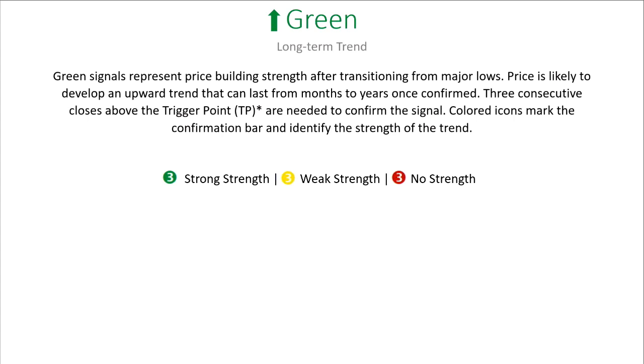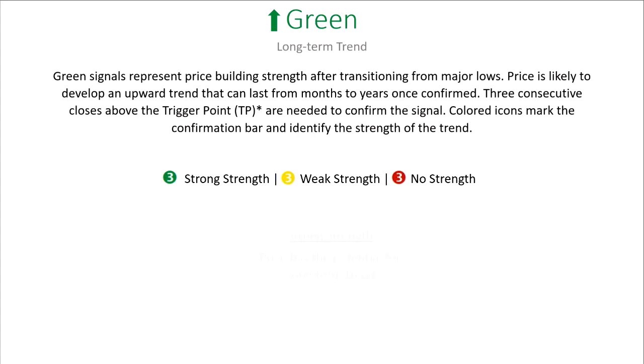Green signals represent price building strength after transitioning from major lows. Okay, price is likely to develop an upward trend that can last for months to years once confirmed. Okay, that's the trade we're looking for. 3 consecutive closes above the trigger point, and we represent our trigger point with the initials TP, are needed to confirm the signal. Okay, sounds simple enough. Color icons mark the confirmation bar and identify the strength of the trend. Okay, that's all pretty simple. So the first one is the green 3, which is strong strength.